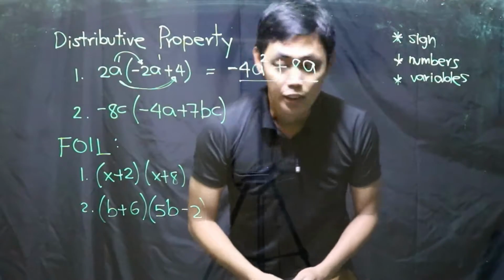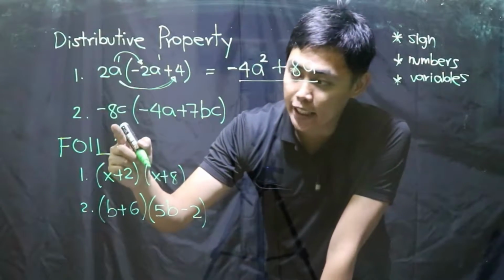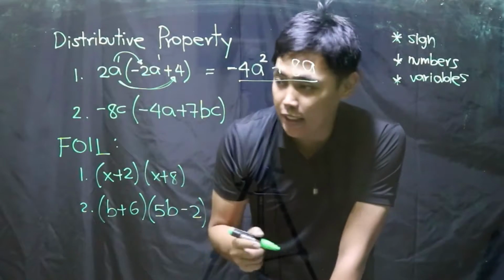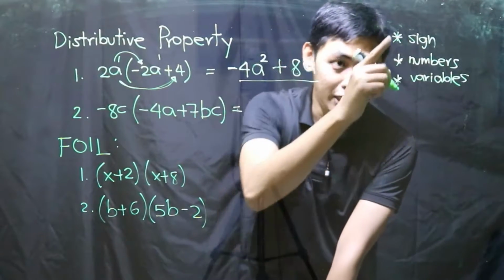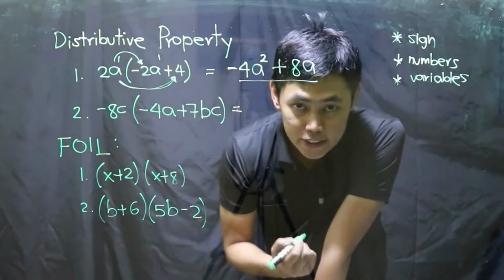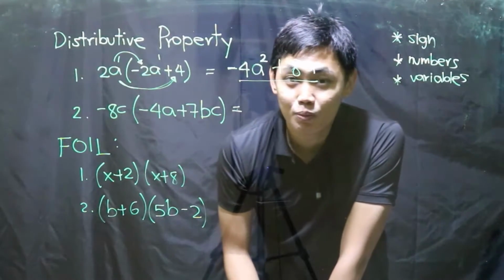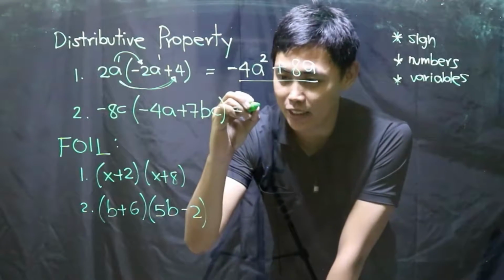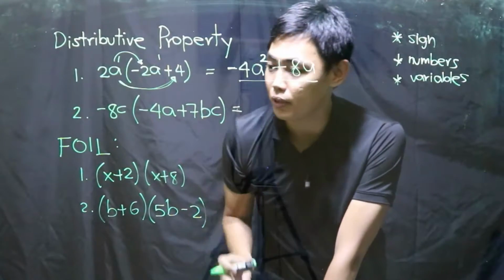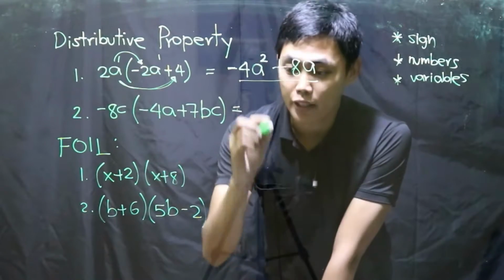Very good, guys. So next is this one. We have negative 8c, open parenthesis, negative 4a plus 7bc. So how to do this? Easy, right? First, the sign. Negative times negative. What's the answer? Negative? Positive? The answer is positive. And there's no need to write that, since that is positive. So we have positive. Next, numbers. 8 times 4, 32.